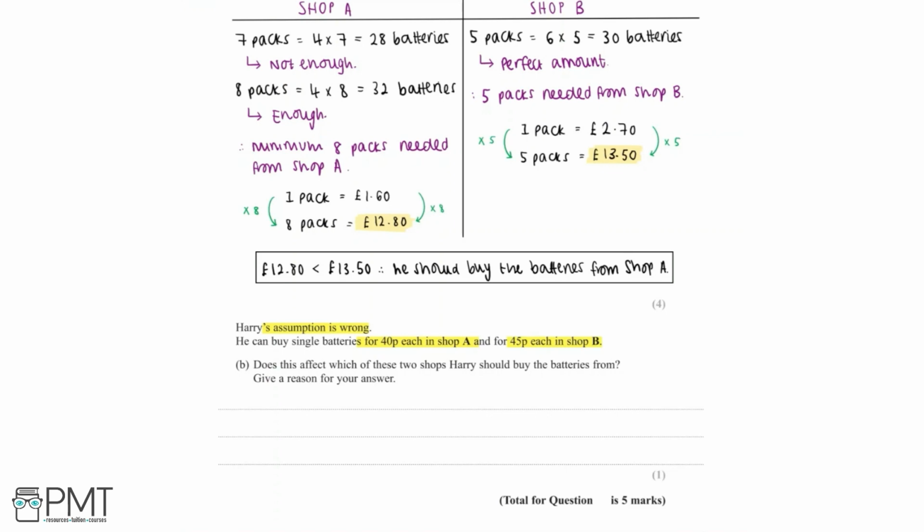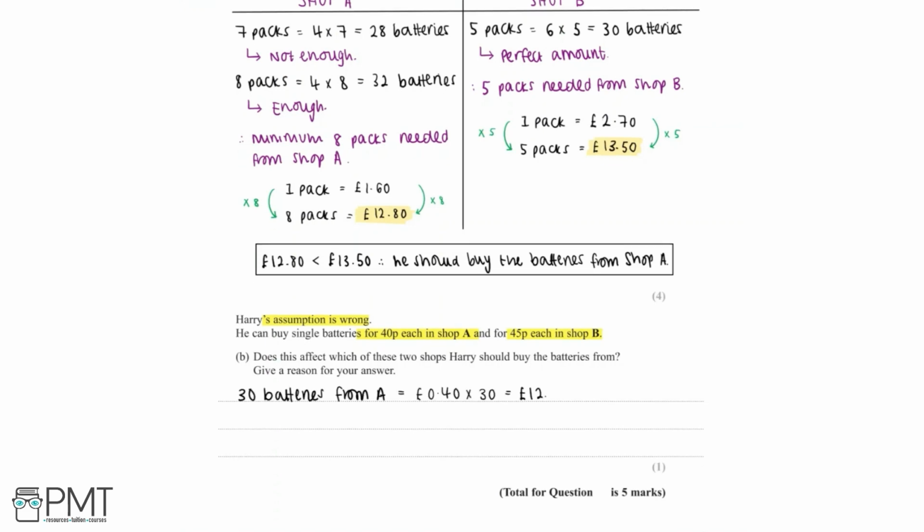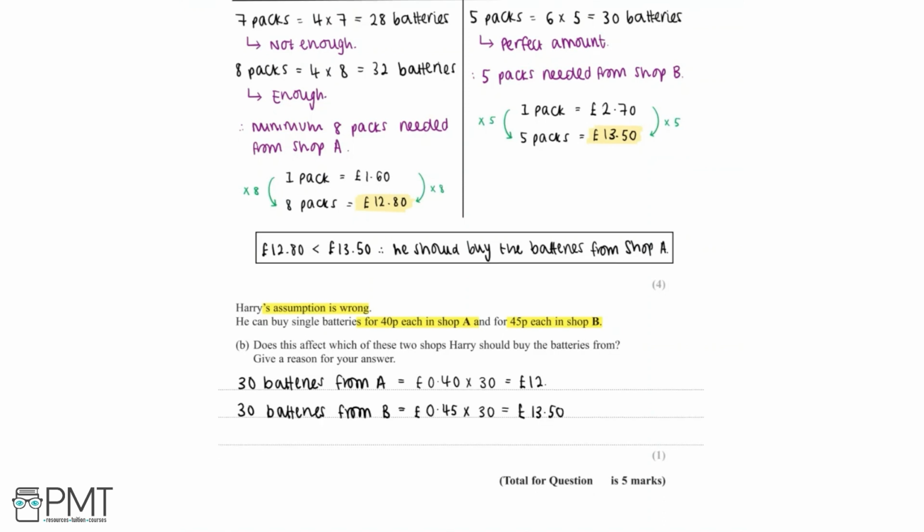Let's say that Harry buys 30 batteries from shop A. If each battery is 40 pence, we can say that the total cost of 30 batteries from shop A would be 40 pence multiplied by 30, which is equal to £12. We can do the same thing for shop B. If each battery is 45p in shop B, we can say that 30 batteries from shop B would be 45 pence multiplied by 30, which is equal to £13.50. £12 is cheaper than £13.50, and so we can see that shop A is still cheaper.